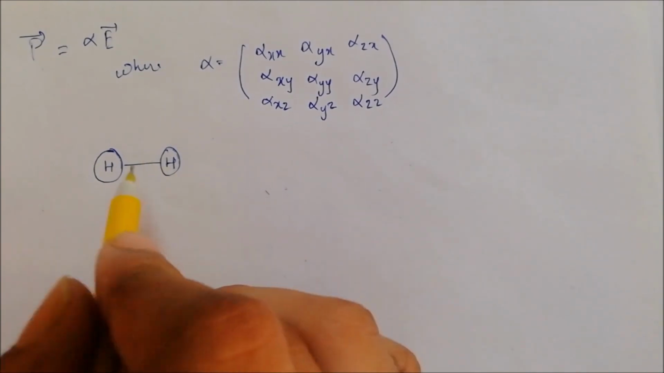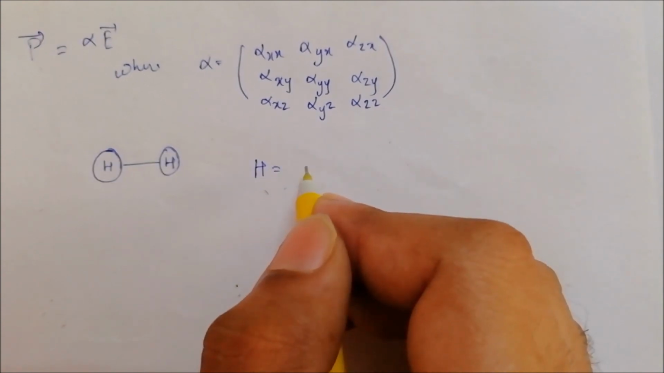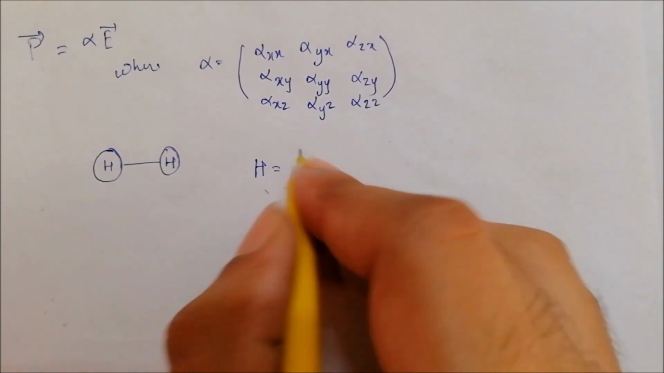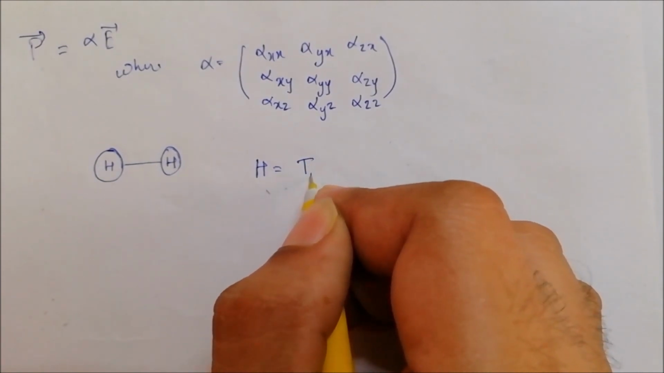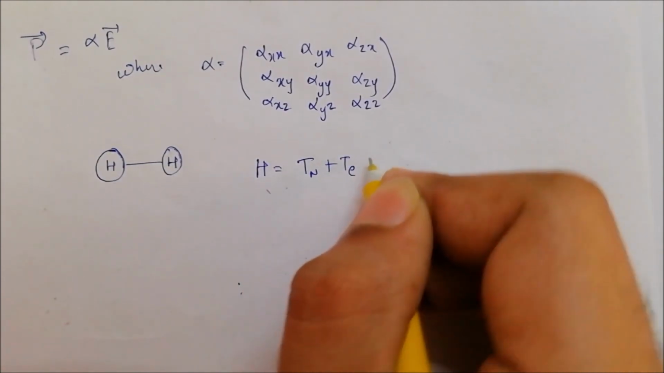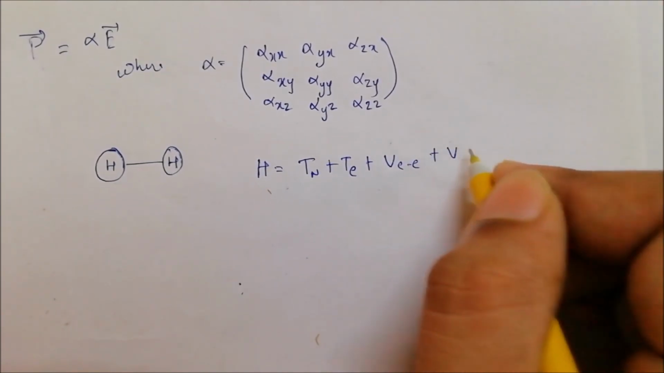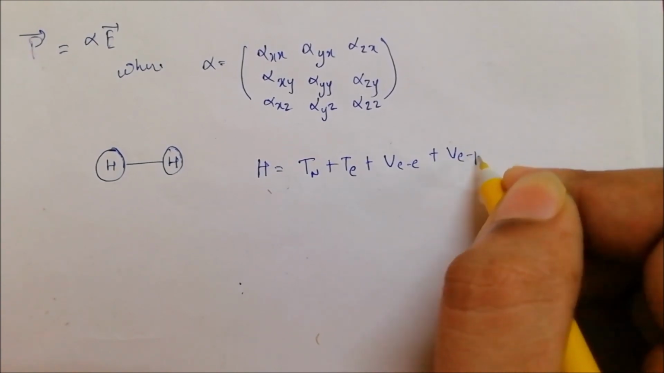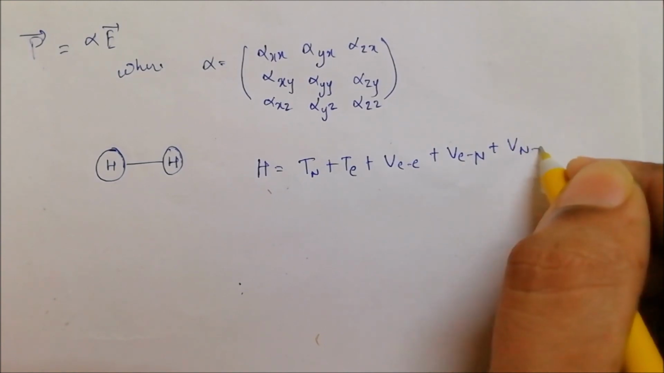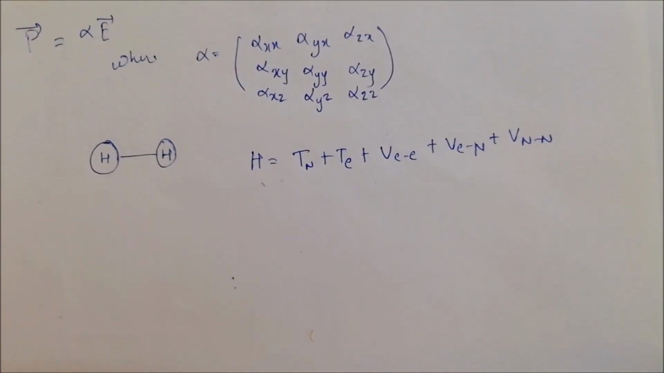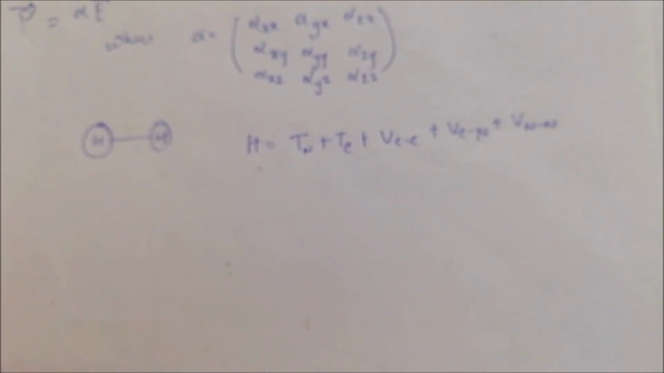And so the Hamiltonian for the system, in absence of any other external influences, will be given by the kinetic energy of the nuclei plus the kinetic energy of the electrons plus potential energy due to electron-electron repulsion plus potential energy due to electron-nucleus attraction plus the potential energy due to nuclear-nuclear repulsion, and this will be summed over two electrons.